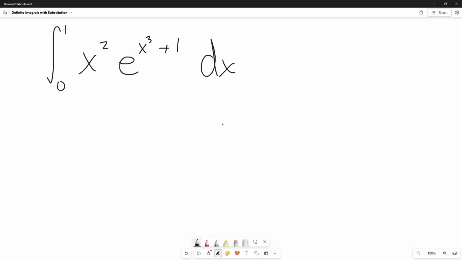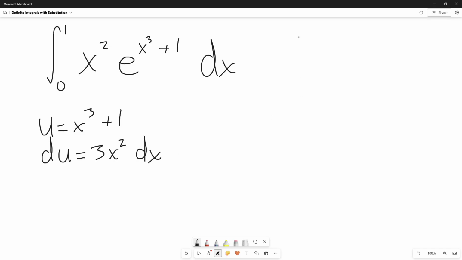This one is the definite integral from 0 to 1 of x squared times e to the x cubed plus 1 dx. Now first, we need to integrate this part, and you should see that we can use u substitution by setting u equal to x cubed plus 1. That means du will be 3x squared dx. And now our integral is the integral of 1/3 e to the u du. And now we just integrate this and we get 1/3 e to the u.